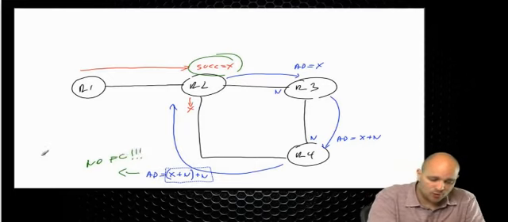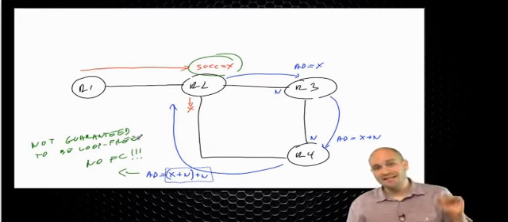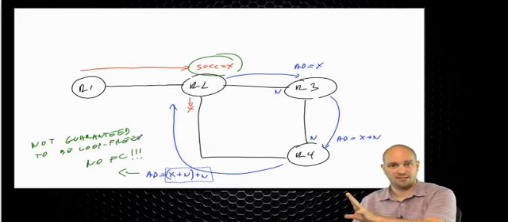Why? Because we cannot guarantee it to be loop free. Now, in this example, it's obvious this is a loop.